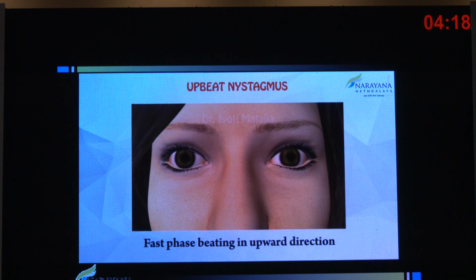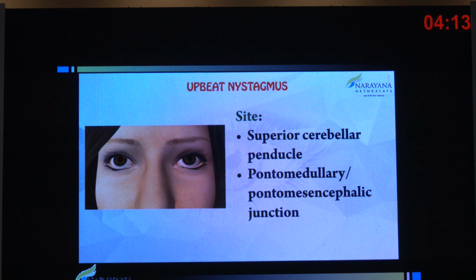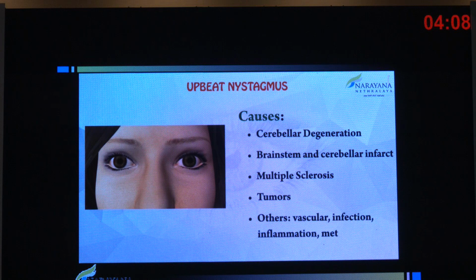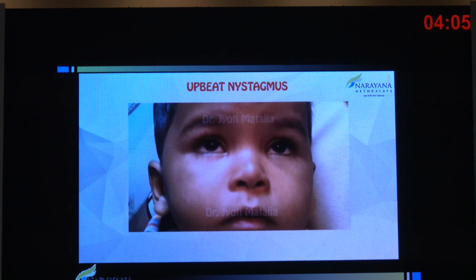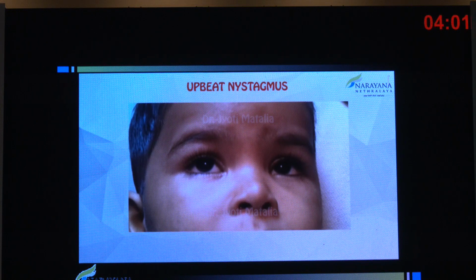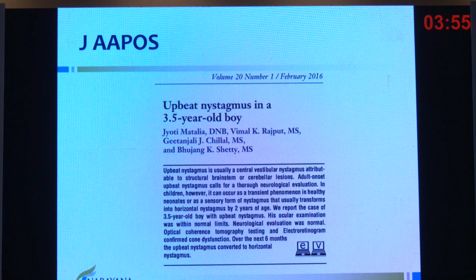Now upbeat on the other hand has a fast phase beating in the upwards direction. Site being superior cerebellar peduncle and the pontomedullary or the pontomesencephalic junction. Again, these are the various causes, and you'll get the details whenever you look in Google and all. Now this is a classical child who had an upbeat nystagmus, but what you should understand in a child, the history of consanguinity, don't always jump to neurological. It's not always neurological. So we have found a case of upbeat nystagmus with a cone dysfunction. So important history of consanguinity, and in a child eventually this upbeat becomes a horizontal. So try to study your nystagmus in children over time because it can change.